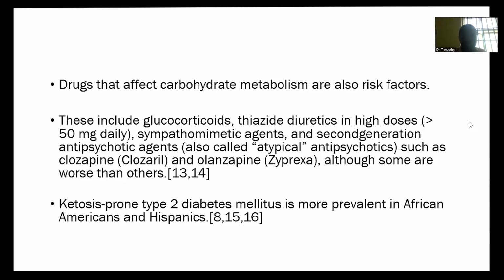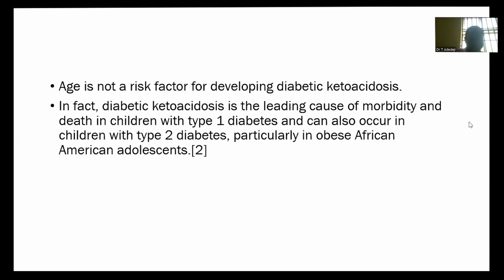Sympathomimetic agents and second-generation antipsychotic agents called atypical antipsychotics, such as clozapine and olanzapine, will lead to an atypical presentation of ketoacidosis in type 2 diabetic people, although some of these drugs are worse than others. Type 2 diabetes mellitus is more prevalent in African Americans and Hispanics. Age is not a risk factor for developing ketoacidosis, as stated in the literature.